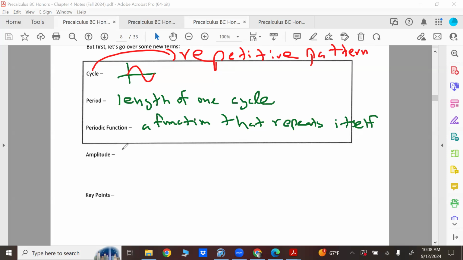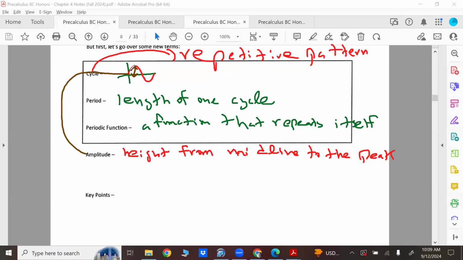Amplitude, I do know. That's the height from the midline to the peak. So this would be an amplitude. Right? That's the amplitude. Does that make sense?